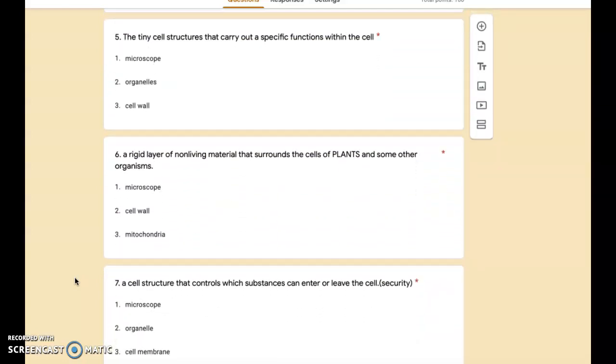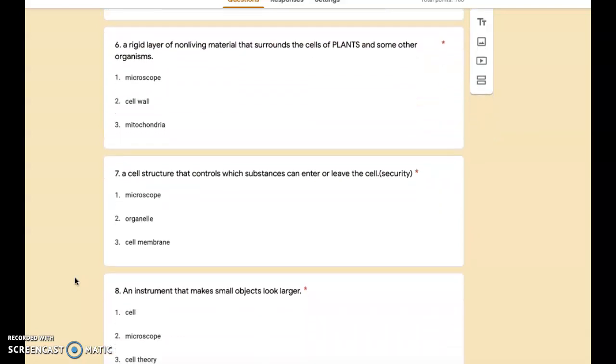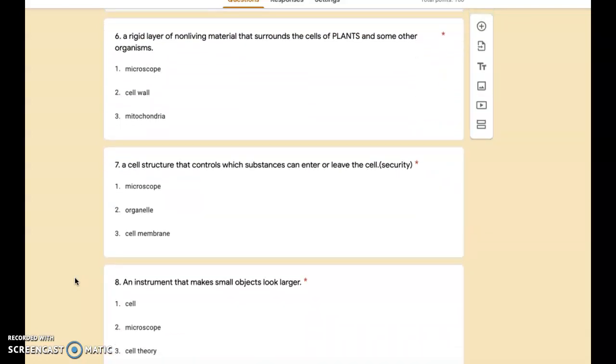Number 5, the tiny cell structures that carry out a specific function within the cell. Is that a microscope, organelles, or a cell wall? Number 6, a rigid layer of non-living material that surrounds the cells of plants and some other organisms. Is that a microscope, cell wall, or mitochondria?